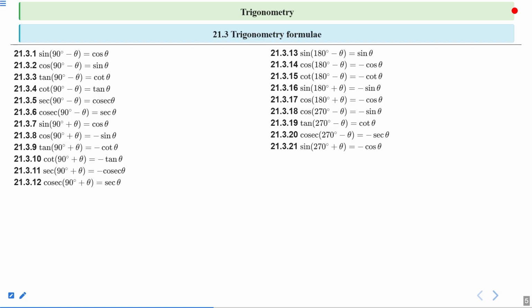Sin 270 plus theta becomes minus cos theta. Cos 270 plus theta becomes sin theta because we move to the fourth quadrant. So tan 270 plus theta becomes minus cot theta because this is in the fourth quadrant. In the fourth quadrant, cos and its inverse, sec, are positive, others are negative.